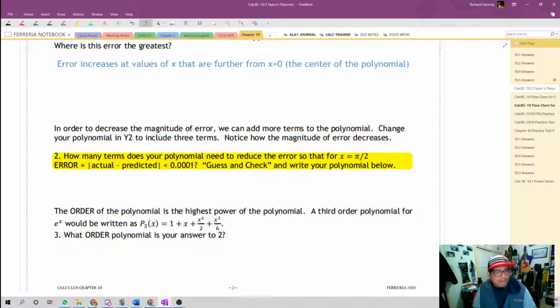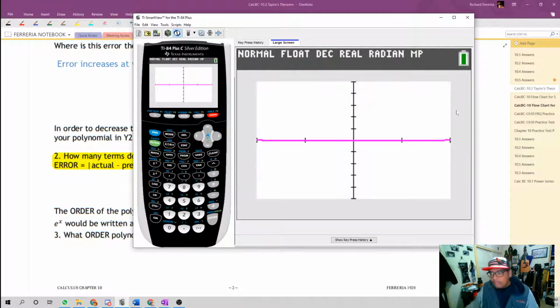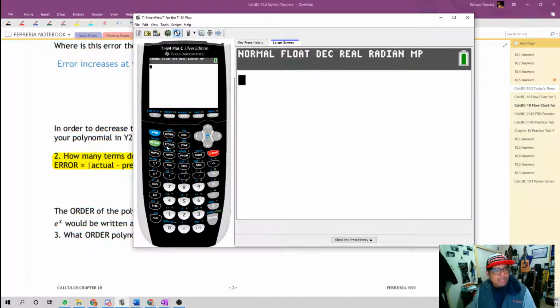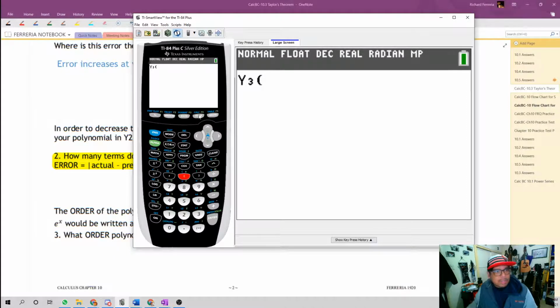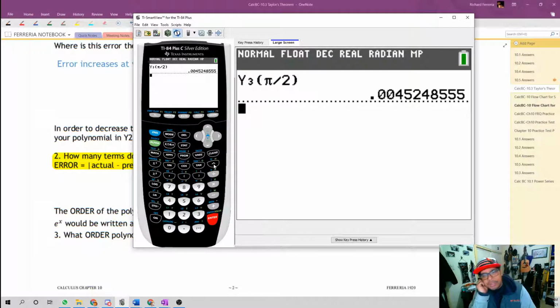Okay, so let's go ahead and go to our calculator. Let's get to the home screen, and the error is in y3. So we're going to compute y3 at x equals pi over, what did it say, pi over 2 or pi over 4? It was pi over 2. So here the error is 0.004. So that is only accurate to the 100th place. We'll know we're finished when we get 4 zeros. So now we only have 2 zeros.